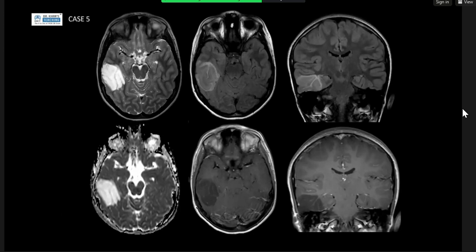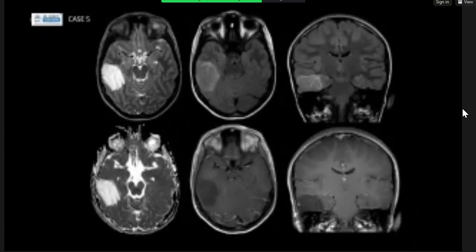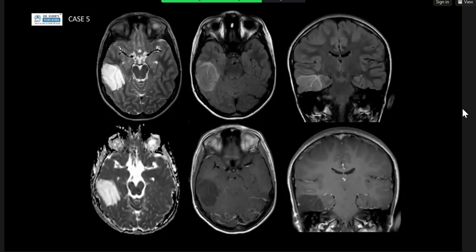Okay, next case. I have provided multiple sets of images. In the first one above, it is T2, showing a right temporal lobe, cortically based focal space-occupying lesion with high signal intensity. In the FLAIR, the lesion shows intermediate signal. There is no significant perilesional edema. In coronal view, I see it is also in the temporal lobe.